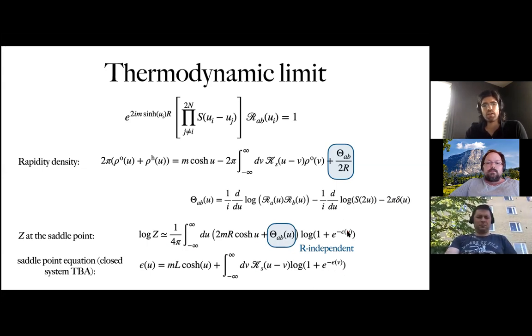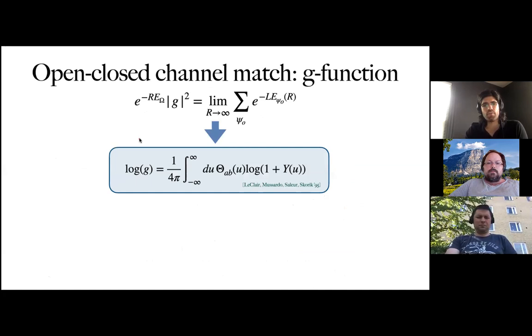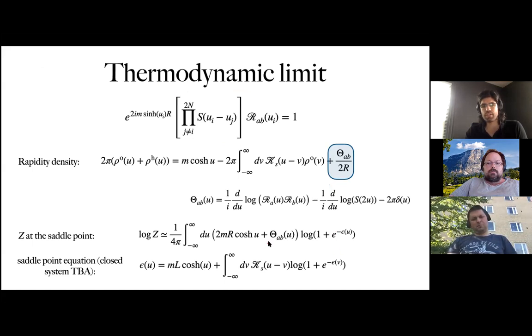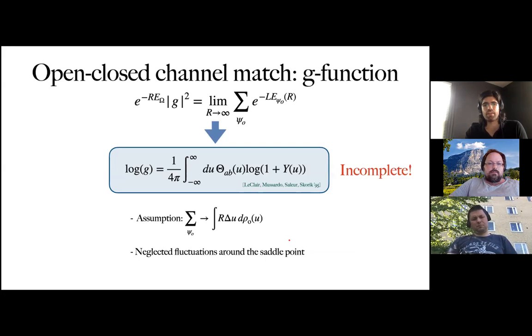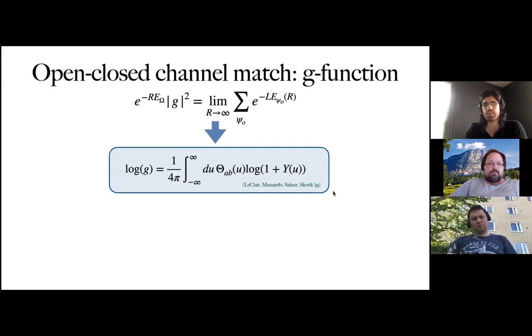So just going back to the equation where I equate the closed string and open channel, and remembering that the g function picks the R independent part of the partition function, then it's a simple matter to equate this g with precisely this factor here. That's it. So this was the original proposal by Leclair, Mussardo, Saleur, and Skorik.